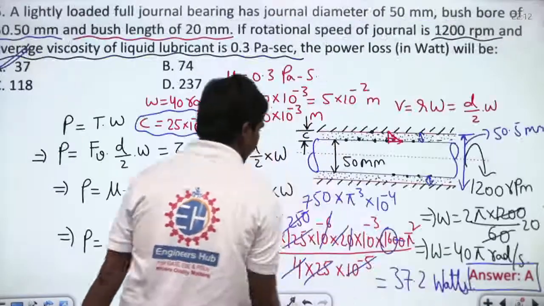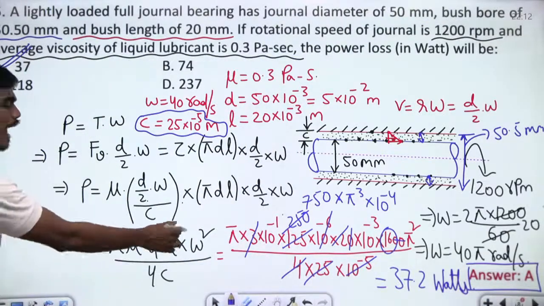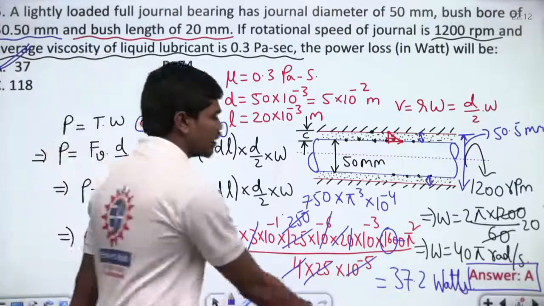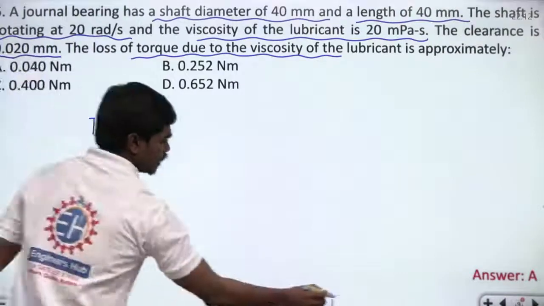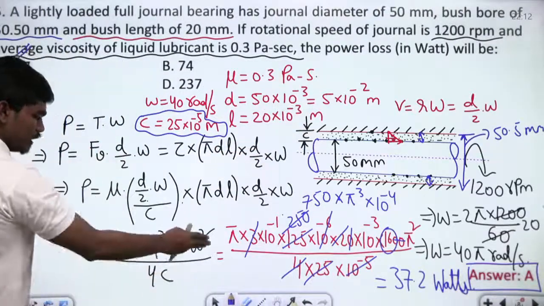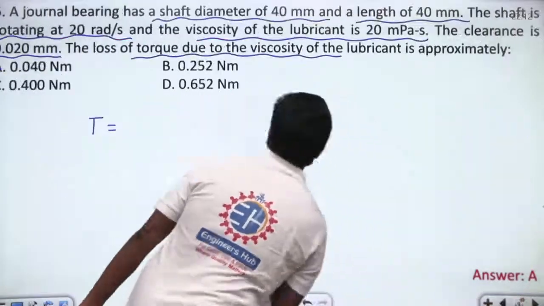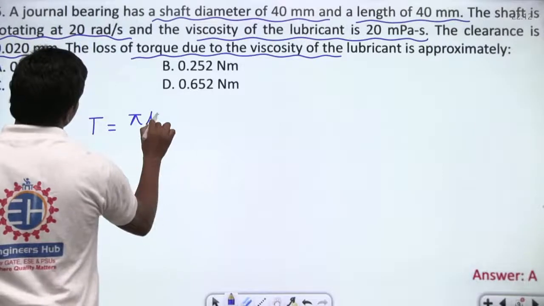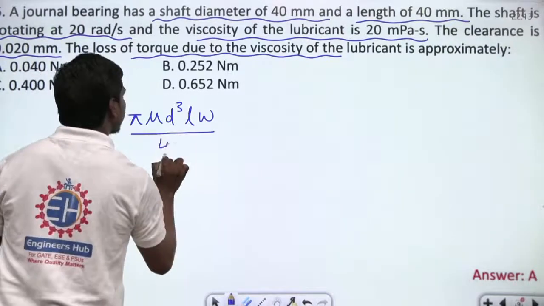Just now we have seen the formula for power. Power is nothing but torque into angular velocity. So if you want to write the formula for torque, what will it be? In this case, both are the same, journal and bearing. If you divide this complete expression by omega, the torque will be pi mu d cube L omega by 4c. Correct?